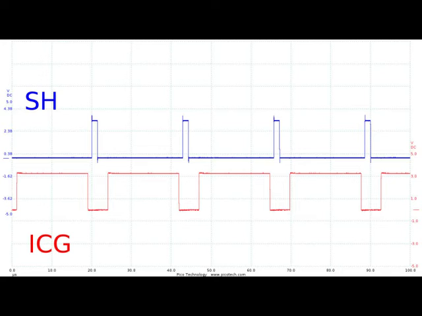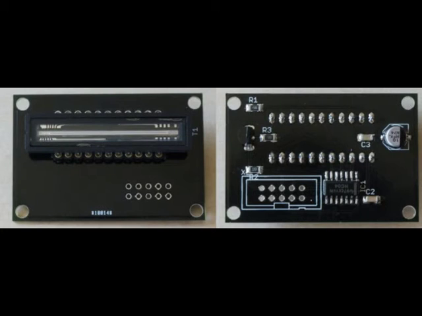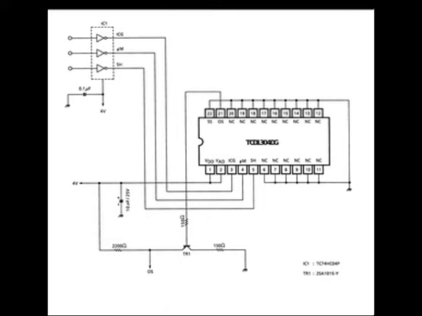Let's try it out. First, I've connected the CCD and the F401. As you see, the CCD is mounted on a circuit board, and this circuit board just hosts the typical drive circuit that you also find in the datasheet. You can drive the CCD directly from the Nucleo board just fine, but I think you will see more noise, though I'm not sure.